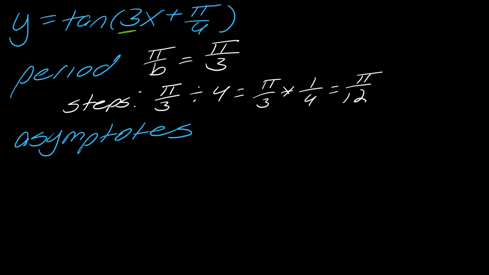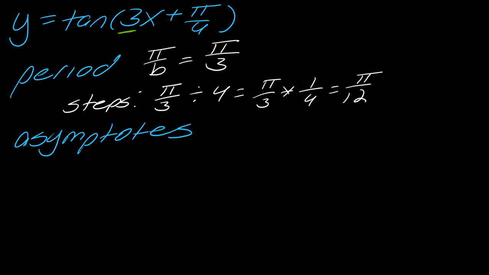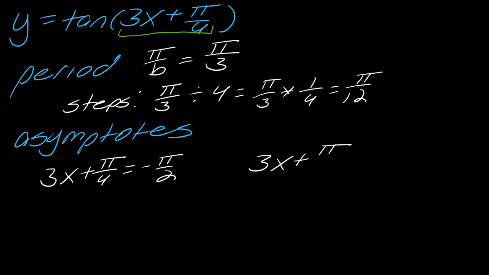And then the other thing is the asymptotes, because that really tells me where I need to start and end. Just as a reminder, what's key with finding asymptotes depends on if you have tangent or cotangent. In this case, we have a tangent function, so I'm going to take bx equals negative pi over 2 and bx equals pi over 2. I'm literally just going to take this inside part here, all of the 3x plus pi over 4. So let's set this up: 3x plus pi over 4 equals negative pi over 2, and 3x plus pi over 4 equals pi over 2.